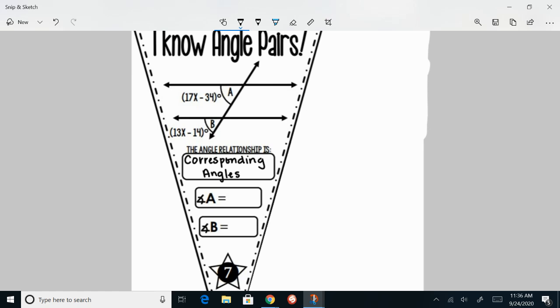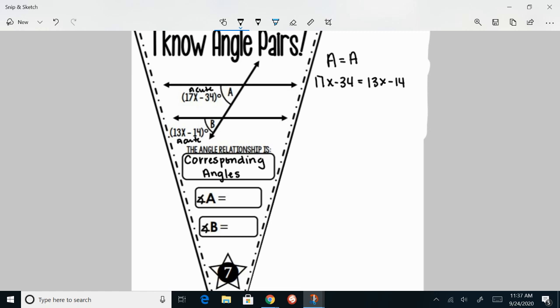Because next you want to identify, well, angle A is acute. So I'm going to write acute up here. And angle B is also acute. So that means when I have both acutes, they are equal to each other. So I'm going to set that up. I'm going to put 17x minus 34 is equal to 13x minus 14.